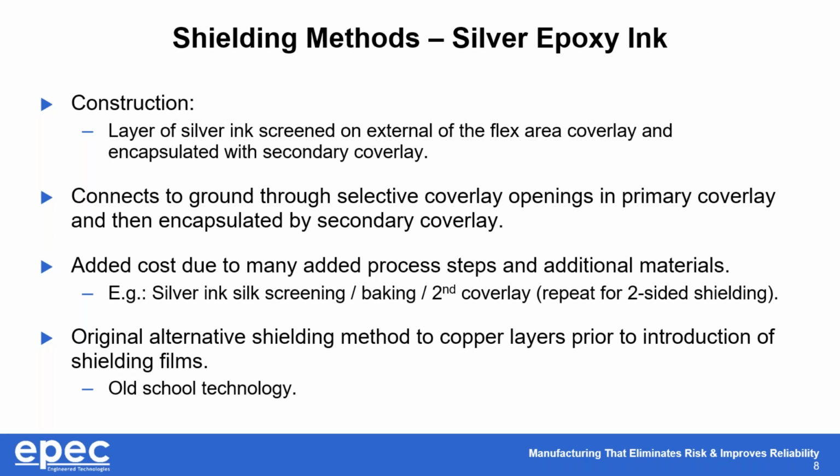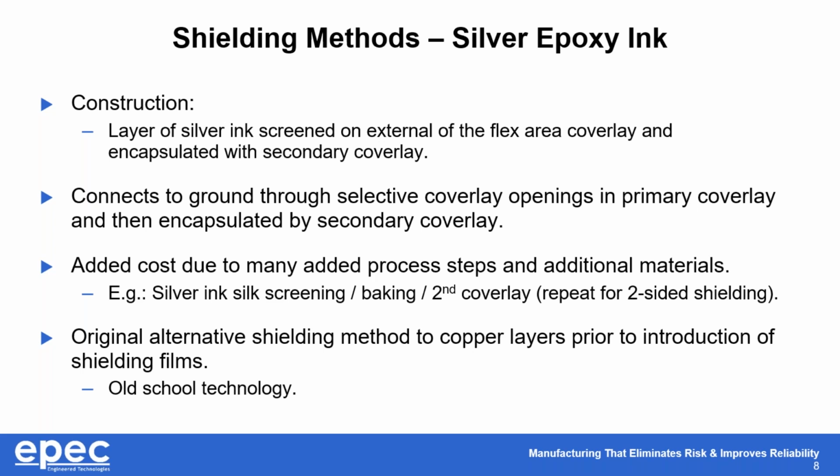There's some added cost to this process. It does add many additional process steps and materials to a design. The silver ink needs to be screened on, needs to be baked. The second cover lay needs to be manufactured and laminated onto the surface of the silver ink. And then all of that's repeated again if shielding is required on both sides of the design.